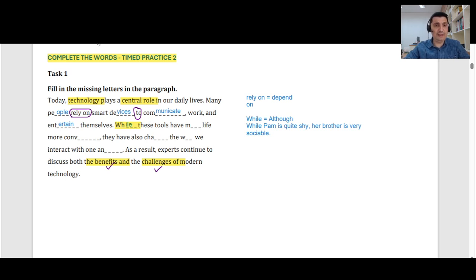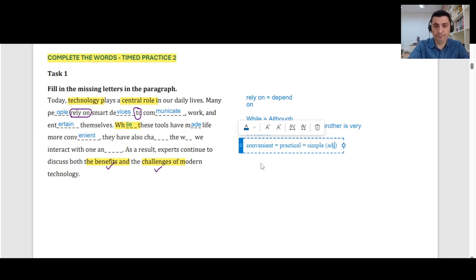While these tools have made life more convenient, so you are talking about the practicality here by saying they have made our life convenient. Now, for those of you again who don't know the word convenient, it means practical, right? Practical and actually simple. So these are all adjectives. And the noun form of convenient is convenience, practicality, simplicity.